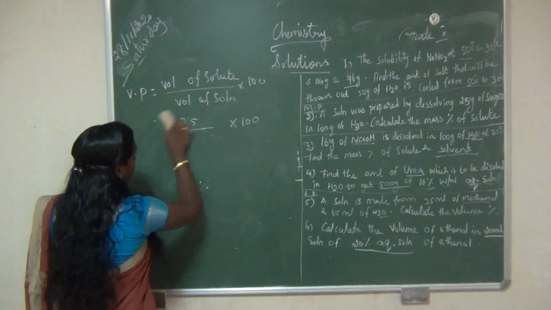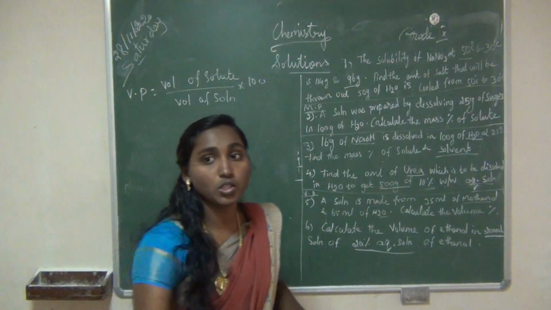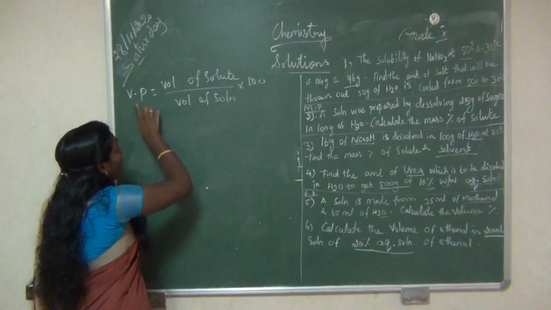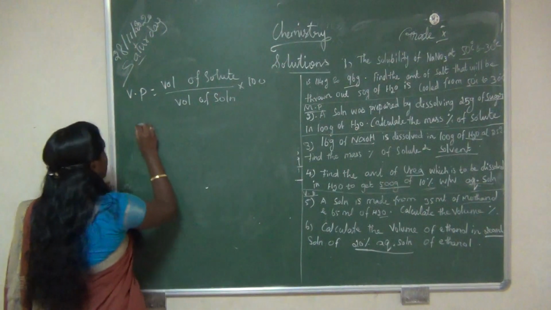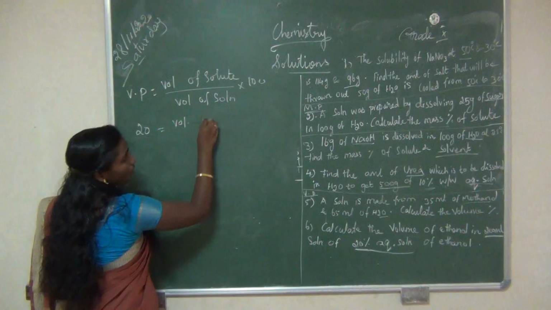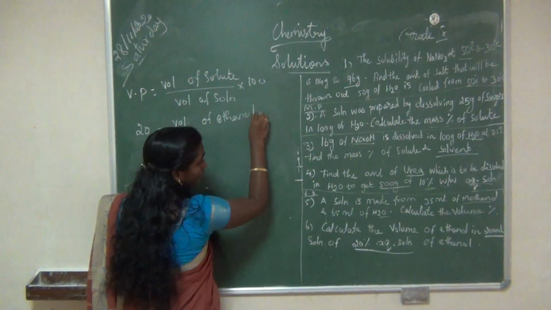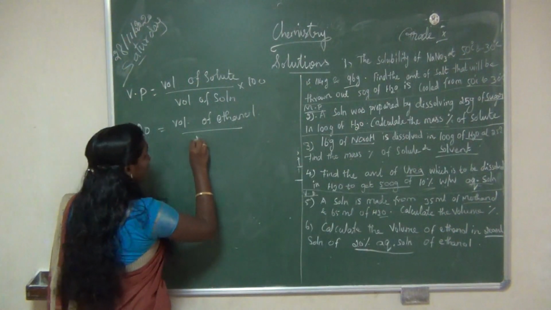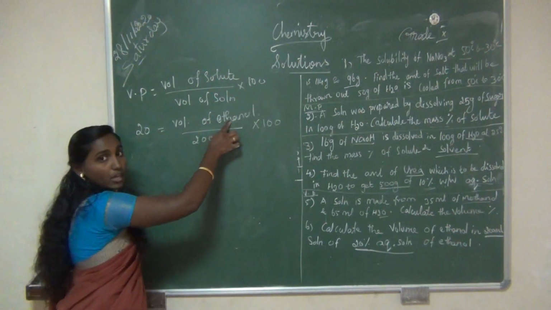So volume percentage, first step you need to write the formula. Volume percentage is equal to volume of solute divided by volume of solution into 100. And in this question the volume percentage is given, right? So volume percentage how much? 20. So 20 is equal to volume of ethanol divided by volume of solution, how much? 200, into 100.